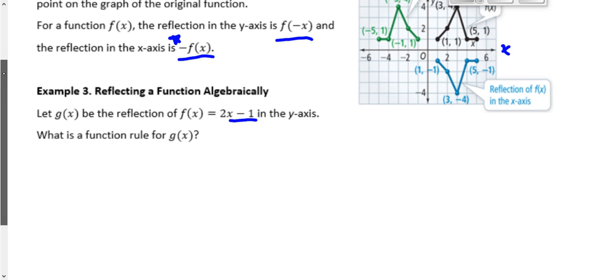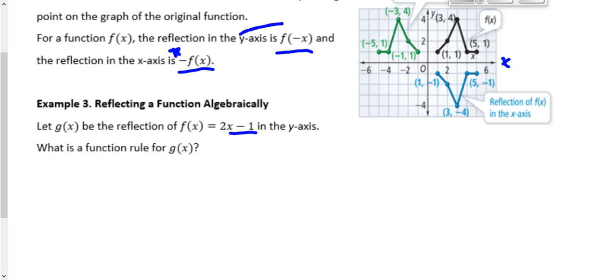So we come up here and look at this for a minute. It says in the y-axis. That means we're using this one. The reflection in the y-axis gives us f of negative x. That's what the reflection is. So what that means is everywhere we had a positive x, we make it negative. So we're going to say 2 times negative x instead of positive x, minus 1.